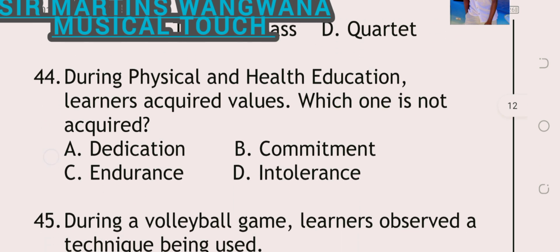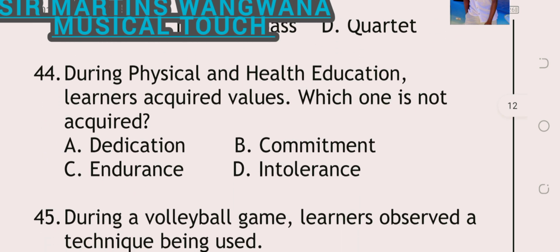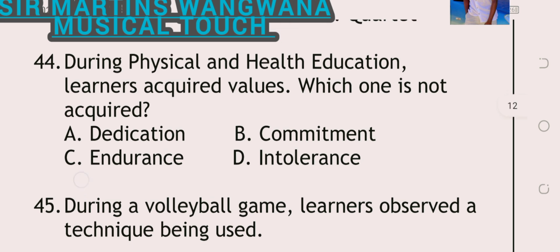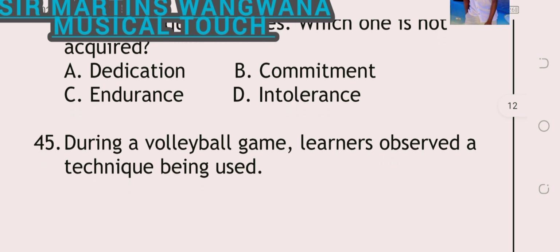Then we have 44. During physical and health education, learners acquired values. Which one is not acquired? We have dedication, endurance, intolerance, commitment. Of course, we will go for intolerance. It's not a value. That one is a vice. So the correct answer for number 44 is D.